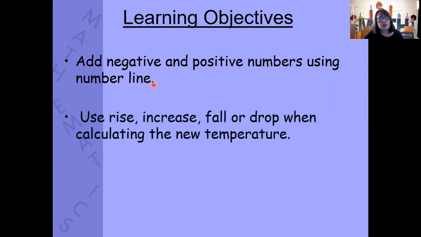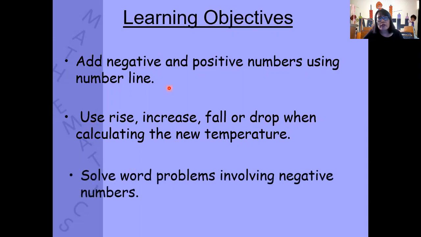Then, the next objective that you're going to learn tomorrow, I'm going to send you another video about this topic. We need to involve temperature this time. So you are going to meet the words rise, increase, fall, or drop when we calculate the new temperature. The most important thing is you need to apply all that you have learned in the previous objectives, first objective and second objective, in solving word problems involving negative numbers, adding negative numbers, as well as calculating the new temperature.